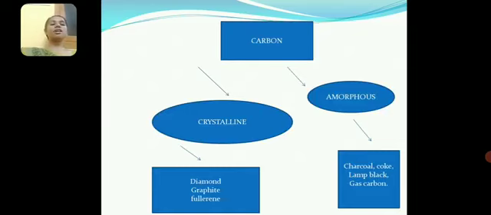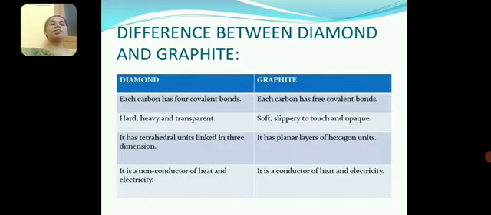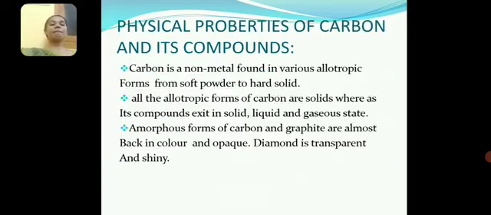Carbon allotropes. Crystalline: diamond, graphite, fullerene. Amorphous: charcoal, coke, lamp black, cast carbon. Difference between diamond and graphite. Diamond: each carbon has 4 covalent bonds. Graphite: each carbon has 3 covalent bonds. Diamond is hard, heavy and transparent; graphite is soft and slippery to touch. Diamond has tetrahedral units in 3 dimensions; graphite has planar layers of hexagon units. Diamond is a non-conductor of heat and electricity; graphite is a conductor of heat and electricity.